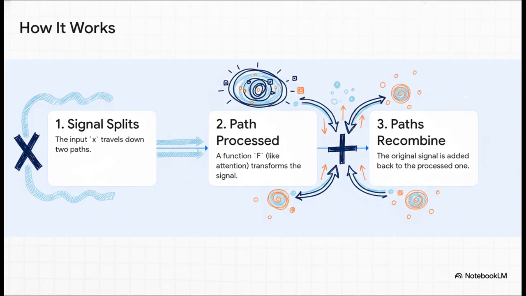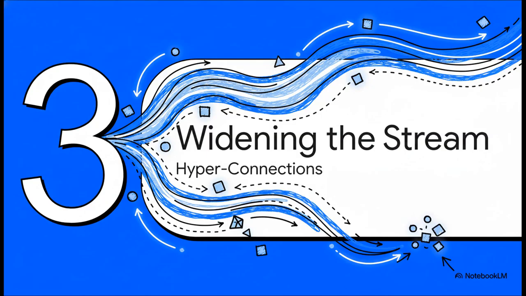Okay, so here's how it actually works, step by step. Your input signal, let's call it X, splits in two. One path goes off to get processed by some function, think of an attention block. The other path, the residual stream, is left completely alone. It's the express lane. Then, at the end, they just merge back together. Simply adding that original, unchanged signal back in is what keeps information from getting lost and makes training these gigantic networks stable. So for years, that was it. That simple, single bypass was the industry standard.